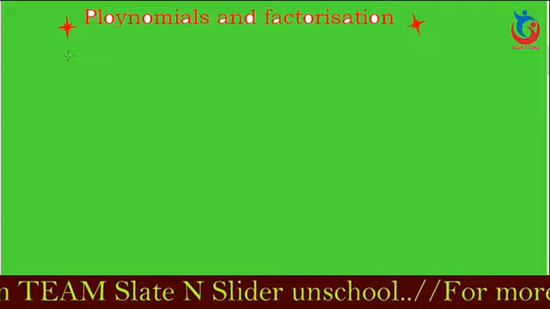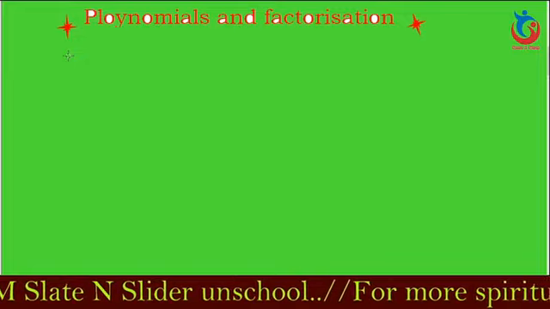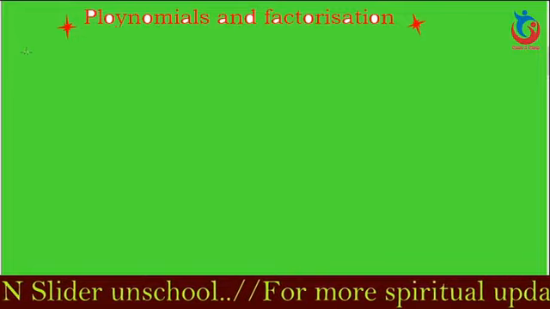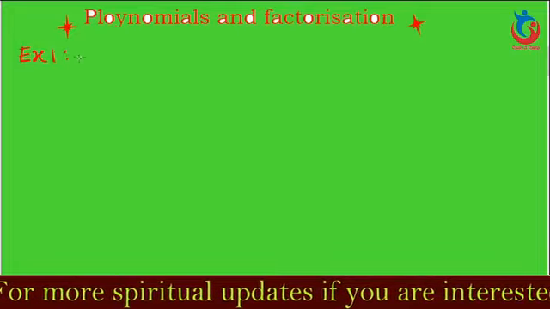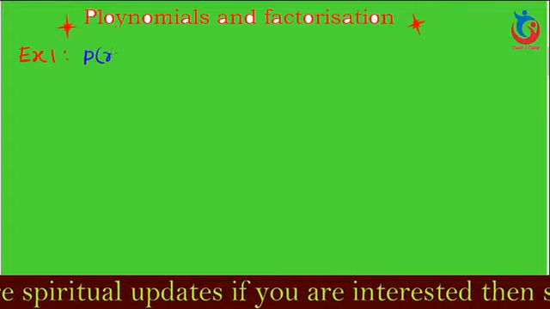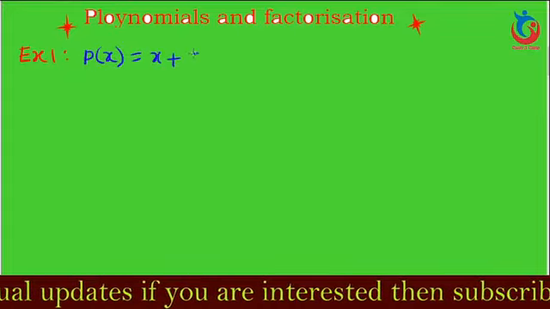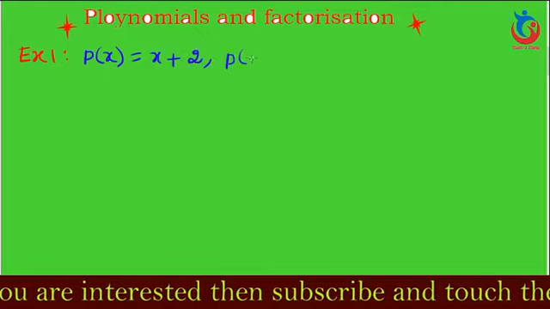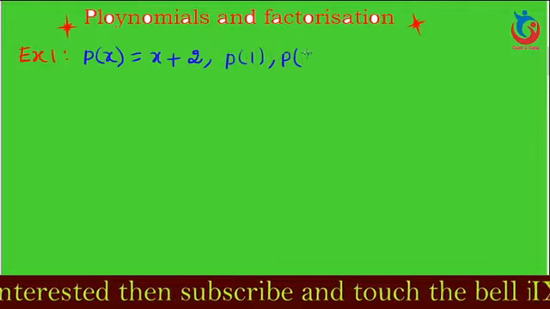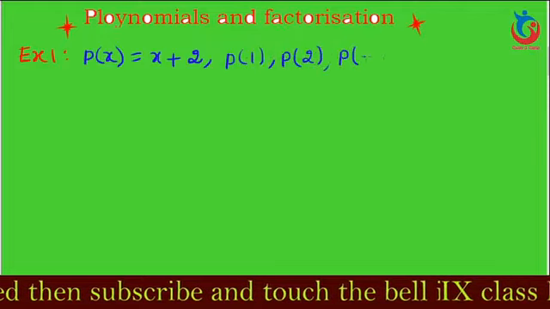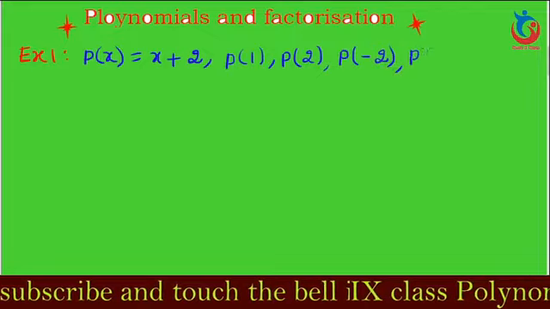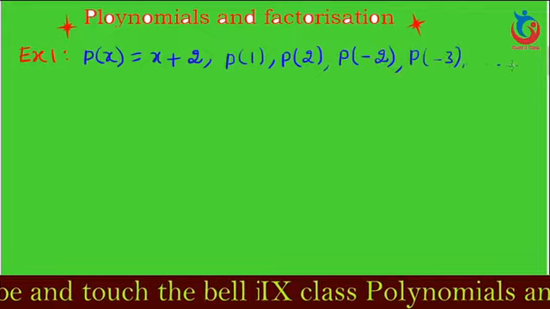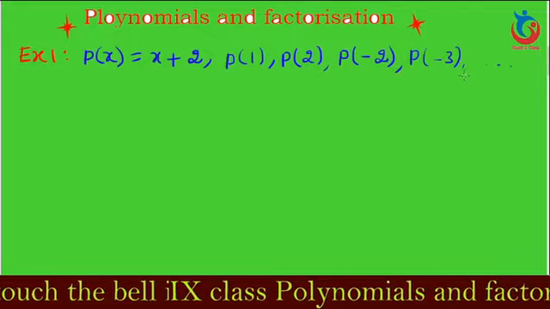So first we will discuss one example, that is example 1. P of x is equal to x plus 2, and we have to find P of 1, P of 2, P of minus 2, P of minus 3, and so on. Like that we can find.